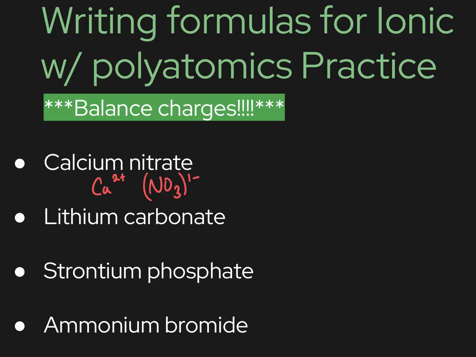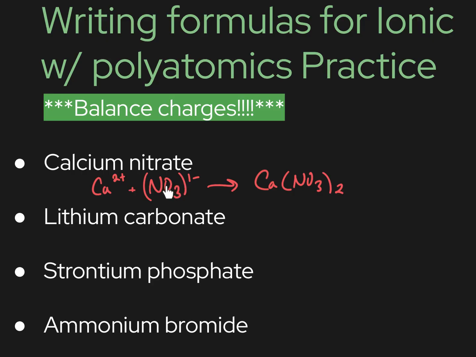So when you're combining these to create formulas, do the same thing you always did. Crisscross, take the 2 and put it down here. But this time make sure you put it outside the parentheses, because we need to double this whole thing. We need 2 nitrates for every calcium. So the formula is Ca(NO3)2. Doubling the nitrate and only 1 calcium. So this is no different if this was like a 1- ion like fluorine. You'd say CaF2.